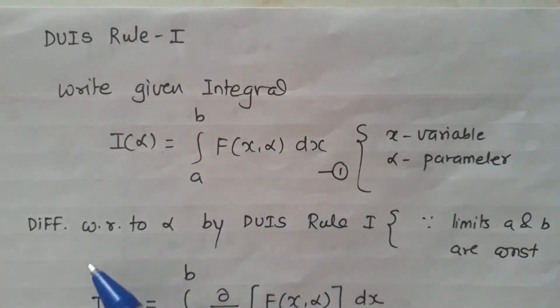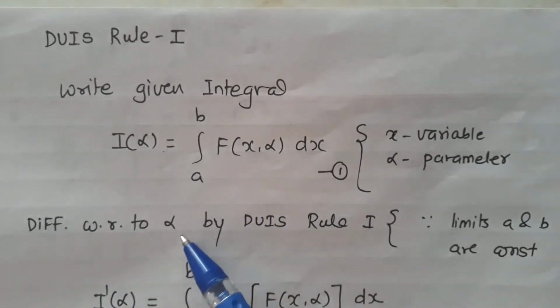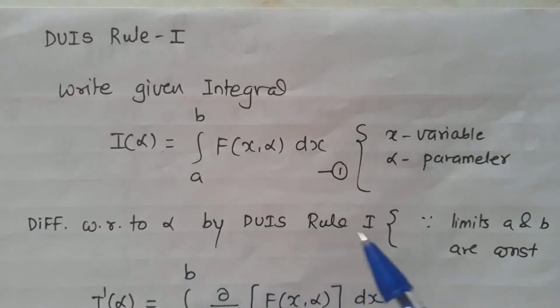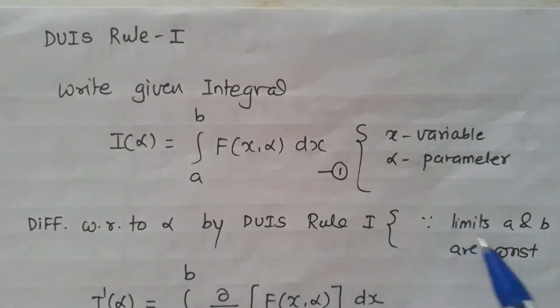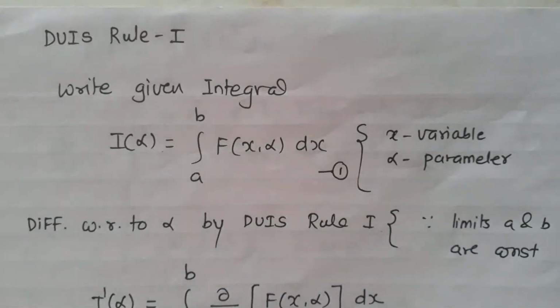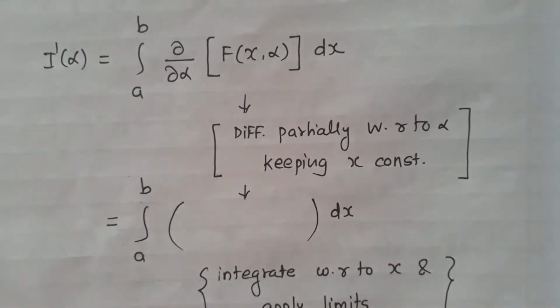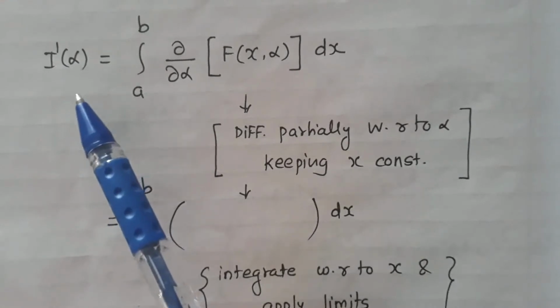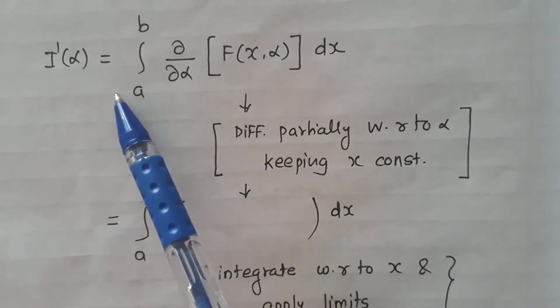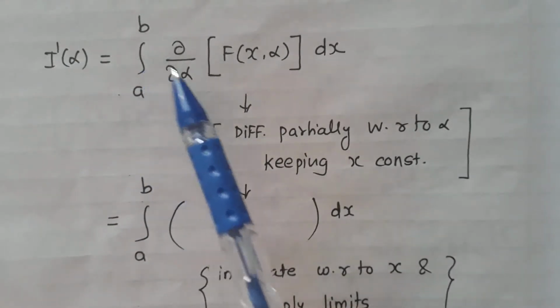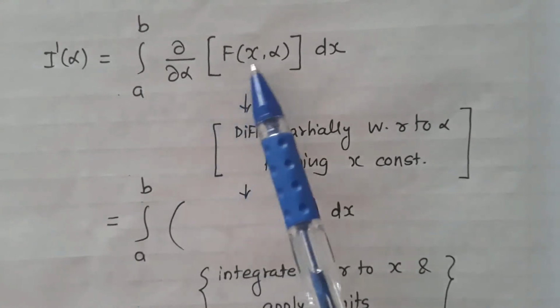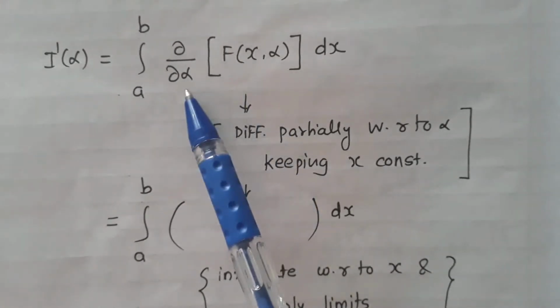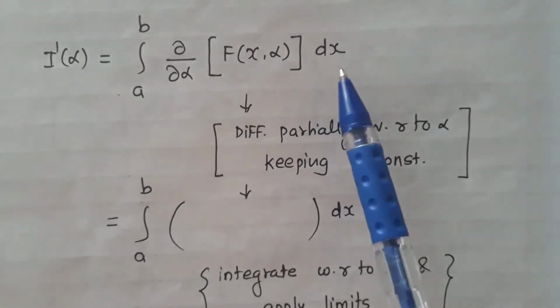So differentiate on both sides with respect to the parameter alpha by DUIS rule 1, because the limits a and b are constants. Using this rule, the LHS becomes I dash of alpha is equal to, on the RHS, integral a to b of the partial derivative of this function with respect to alpha, and this is to be integrated with respect to x.